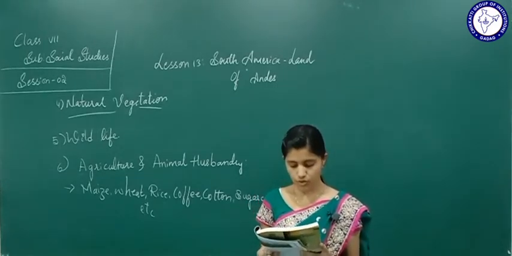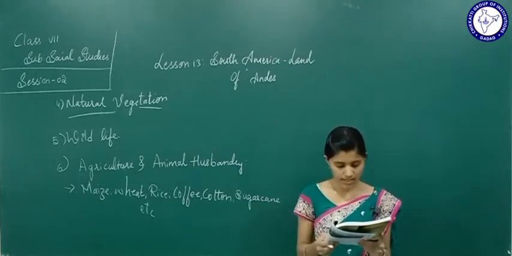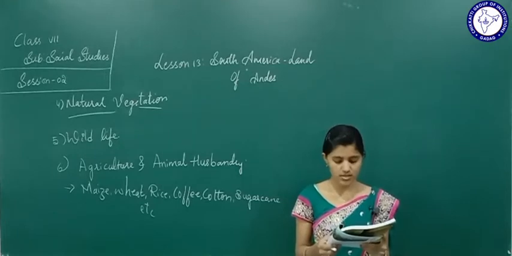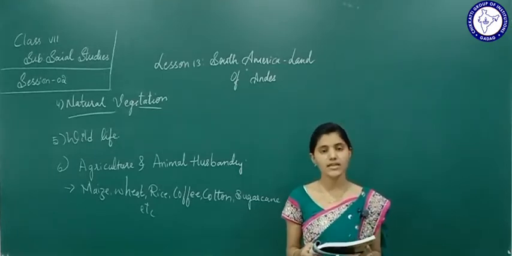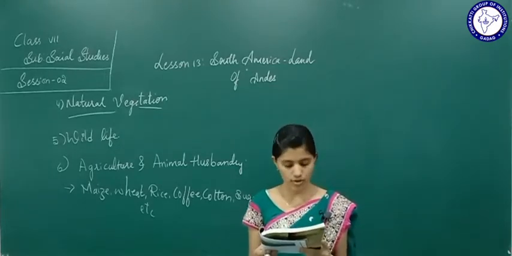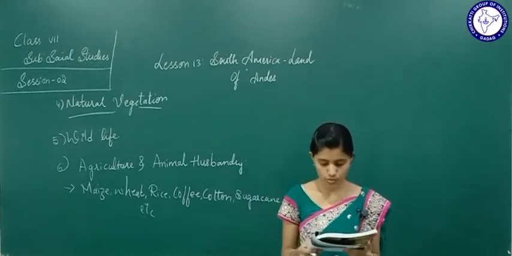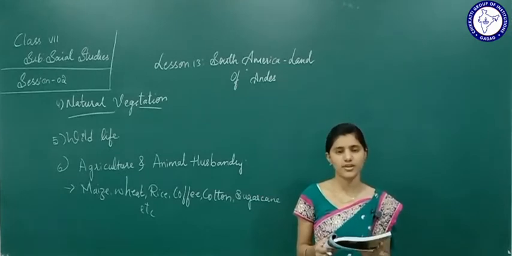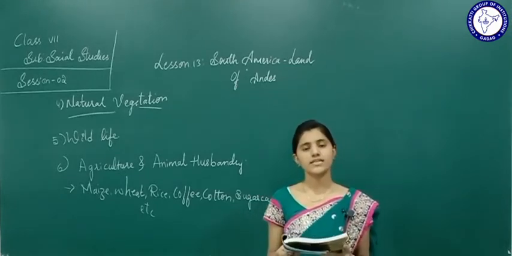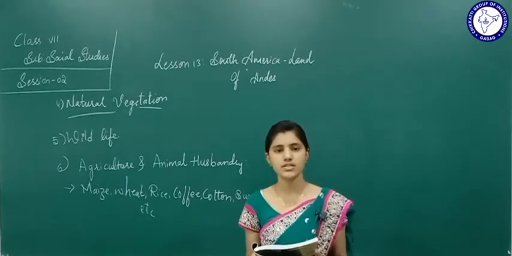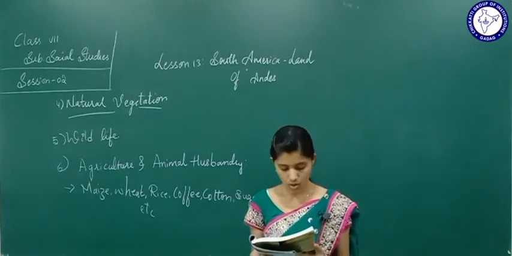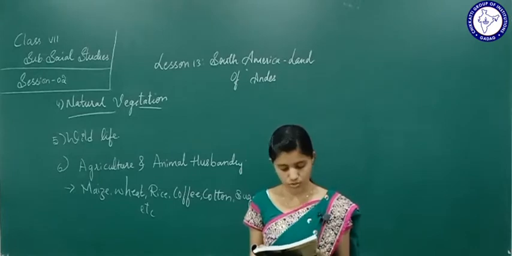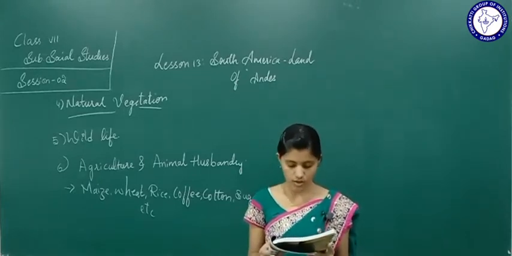Among non-food crops, South America is an important producer of coffee and cocoa. See, South America is an important producer of coffee and cocoa. Brazil is the world's largest producer of coffee. Colombia and Ecuador are also important producers of coffee.